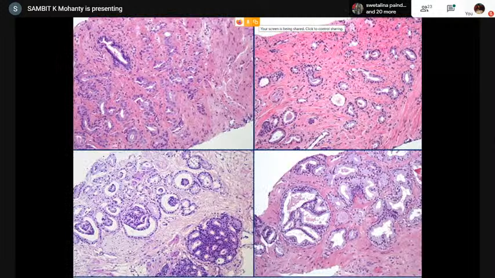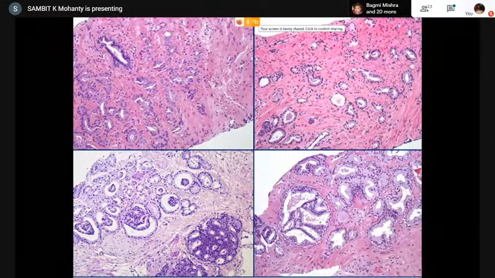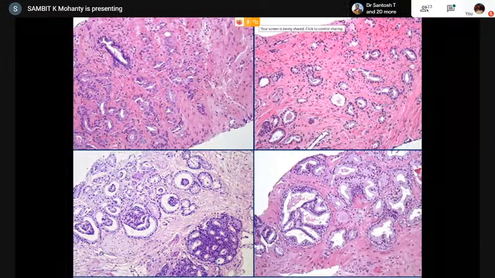So this is a cribriform pattern 4 tumor. This is the glomerulation 4, and this is 3 or 4. I seriously need help on this slide. How would you grade this? 3 or 4?